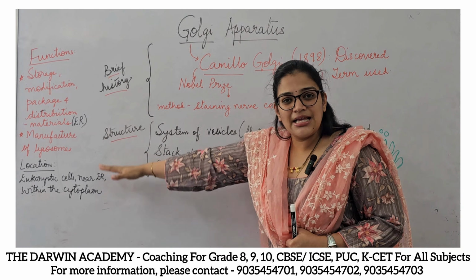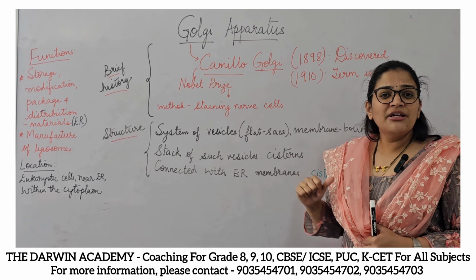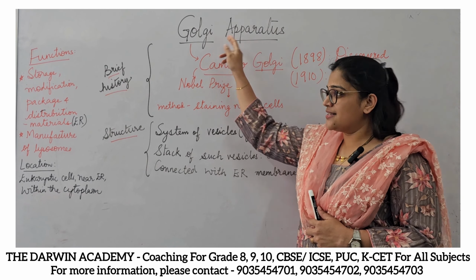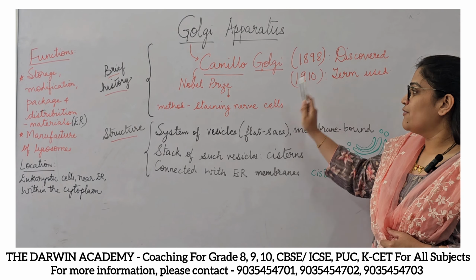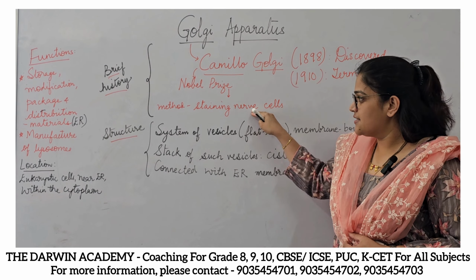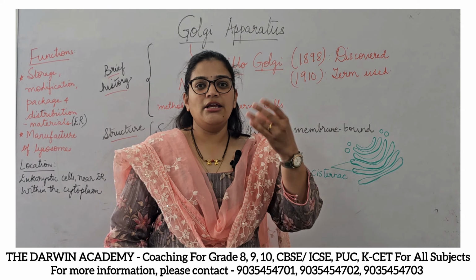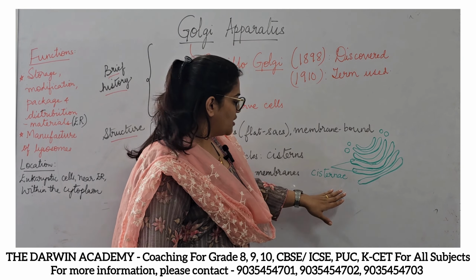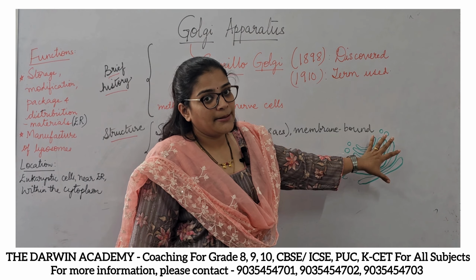I think with this, I'll be able to conclude today's topic. But before winding up, let me quickly whiz through the topic. We have discussed the cell organelle called Golgi apparatus. We know that Camillo Golgi discovered them in 1898 when he was studying extensively the nerve cells. We also know that the Golgi apparatus or the Golgi body or the Golgi complex is made up of flat sac-like structures which are called cisternae, and these cisternae are stacked one above the other.